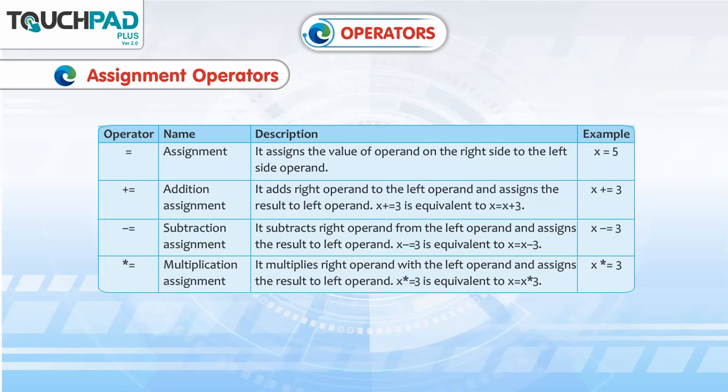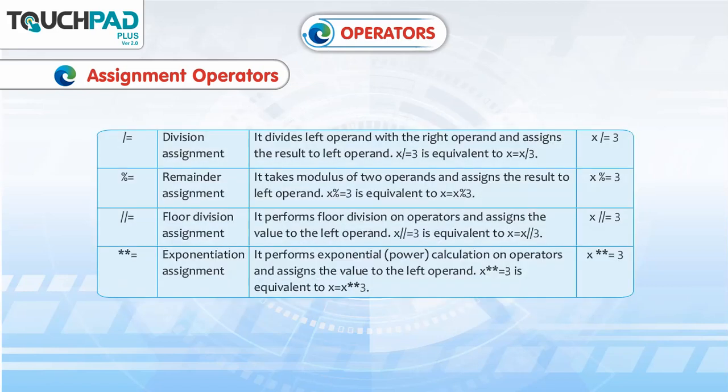Subtraction assignment: it subtracts right operand from the left operand and assigns the result to left operand. x -= 3 is equivalent to x = x - 3. Multiplication assignment: it multiplies right operand with the left operand and assigns the result to left operand. x *= 3 is equivalent to x = x * 3. Division assignment: it divides left operand with the right operand and assigns the result to left operand. x /= 3 is equivalent to x = x / 3.